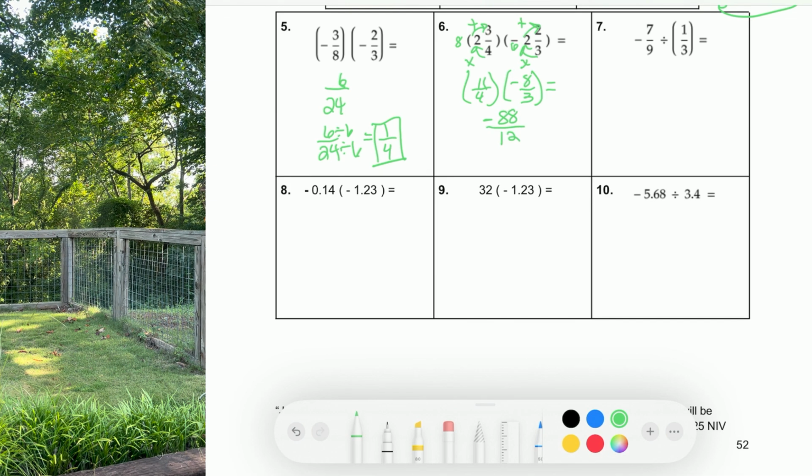I'm going to simplify both numbers by 4. And I end up with -22/3.